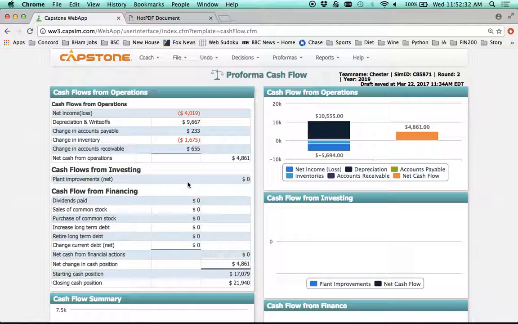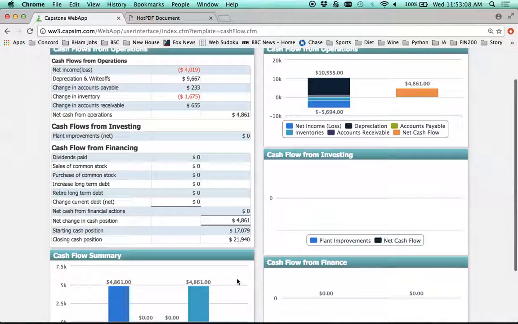At this point, there are no projected plant improvements. If there were, that's something you would decide to put in there. There are no financing activities. Again, that's something that you would decide to put in there. And therefore, the net change: you're going to improve your cash position by $4.8 million, and that really comes from the depreciation offsetting your loss. So that's exactly how we looked at before, in terms of reading this cash flow summary.